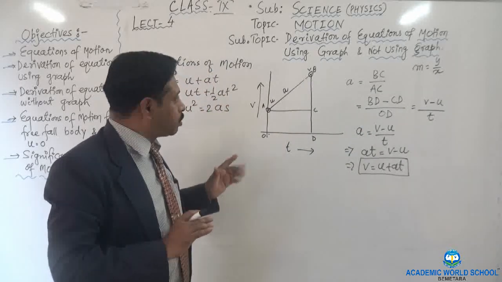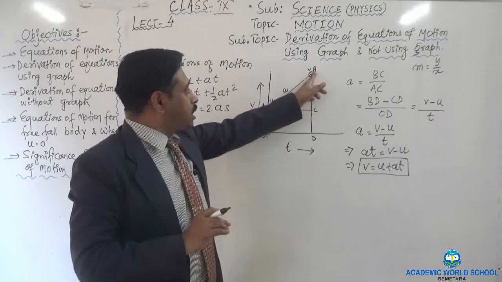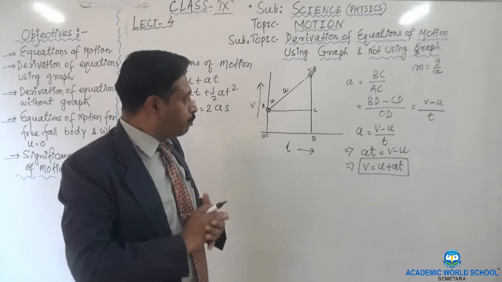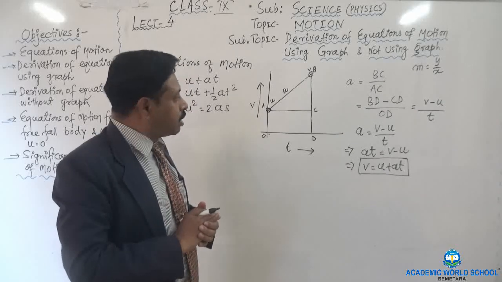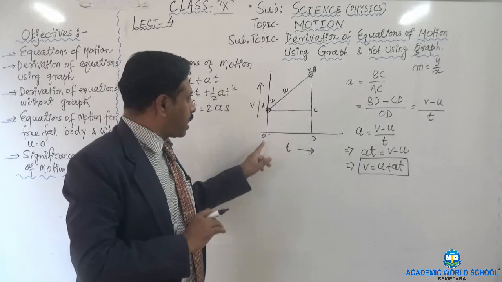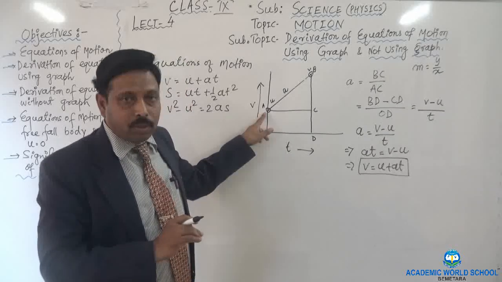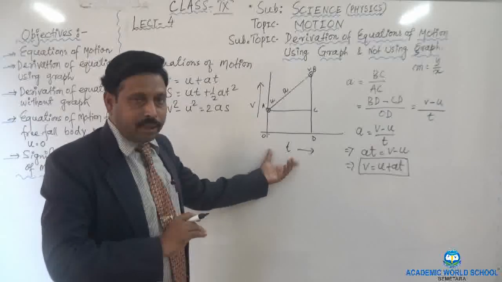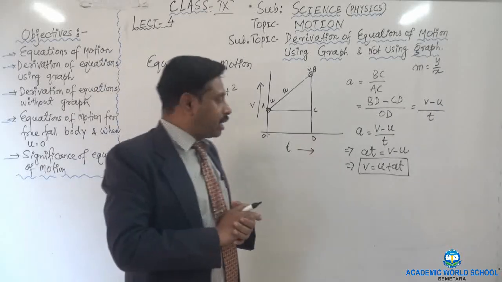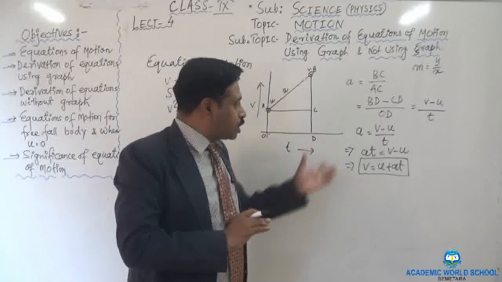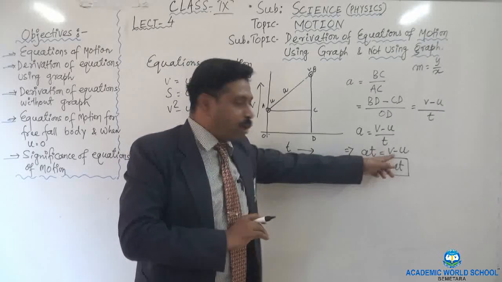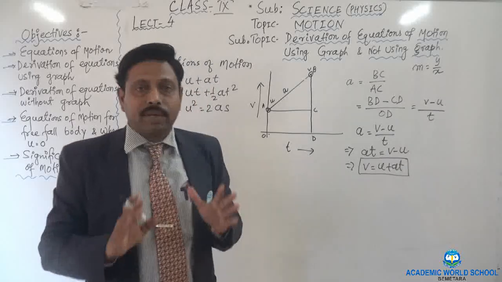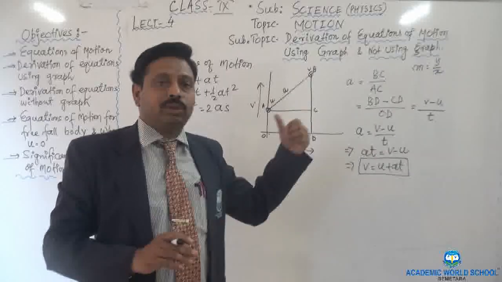So BD is equal to v, because this point D to B is the final velocity, and we have taken the symbol v. Similarly, CD is parallel to OA, and the value of OA is u. So v minus u, and OD is the time t. Then I can write a equal to v minus u upon t. So by cross multiplying I got at equal to v minus u, and v equal to u plus at. This is the derivation of the first equation of motion using the graph.